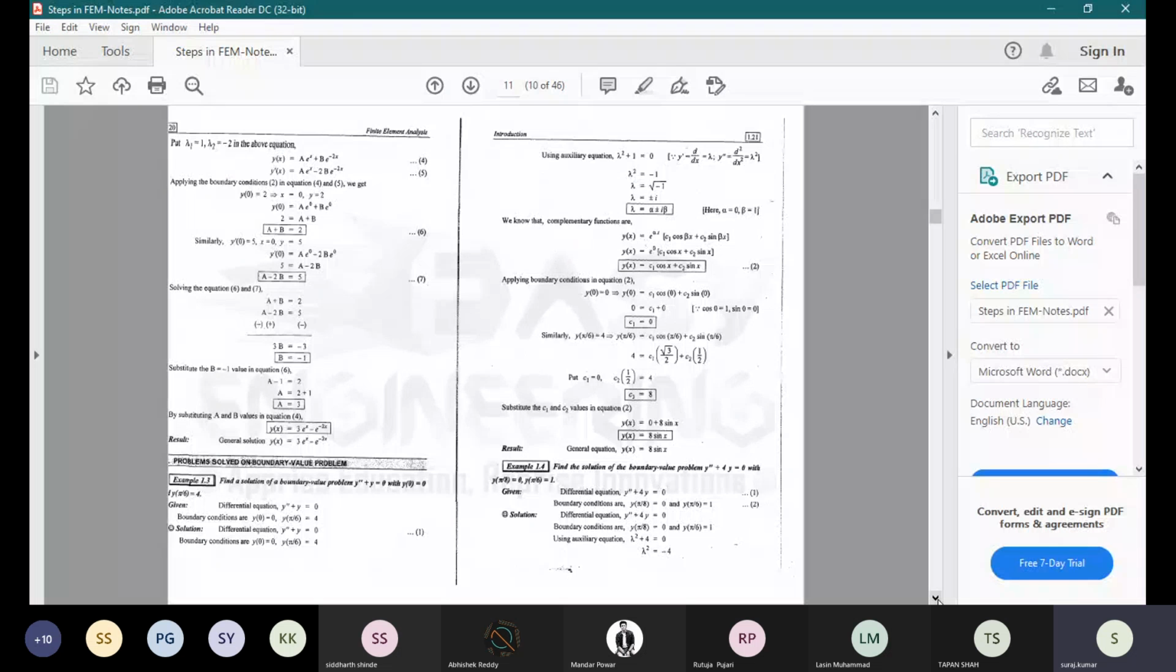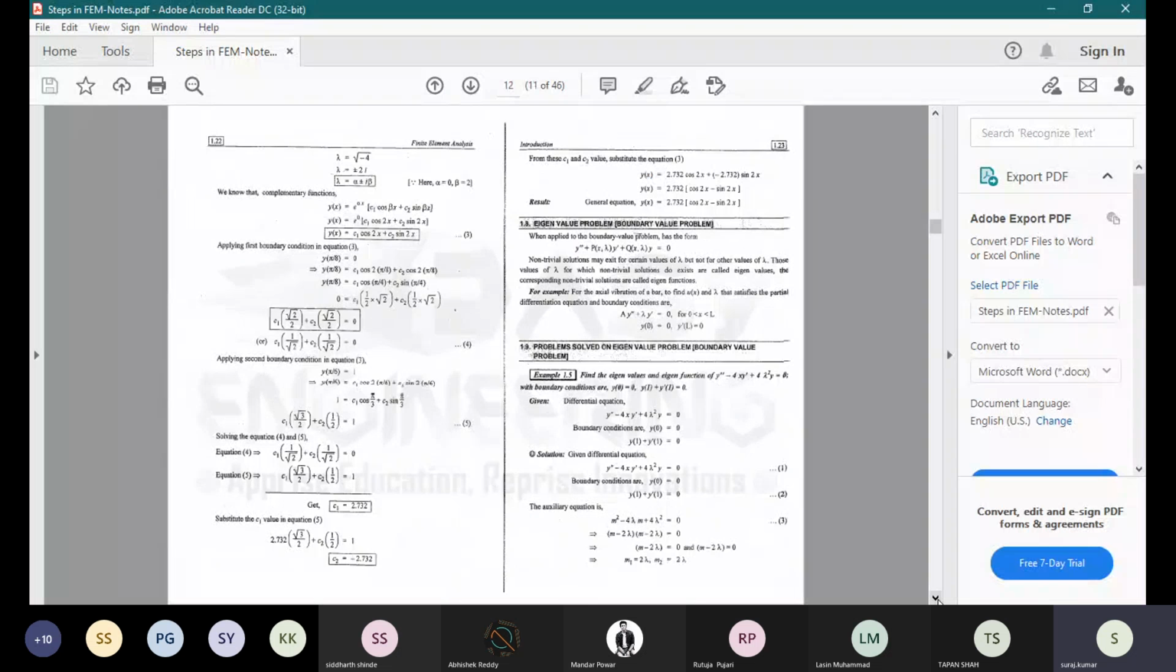Okay. So this much we have completed. It's not much actually. It's a very small portion.